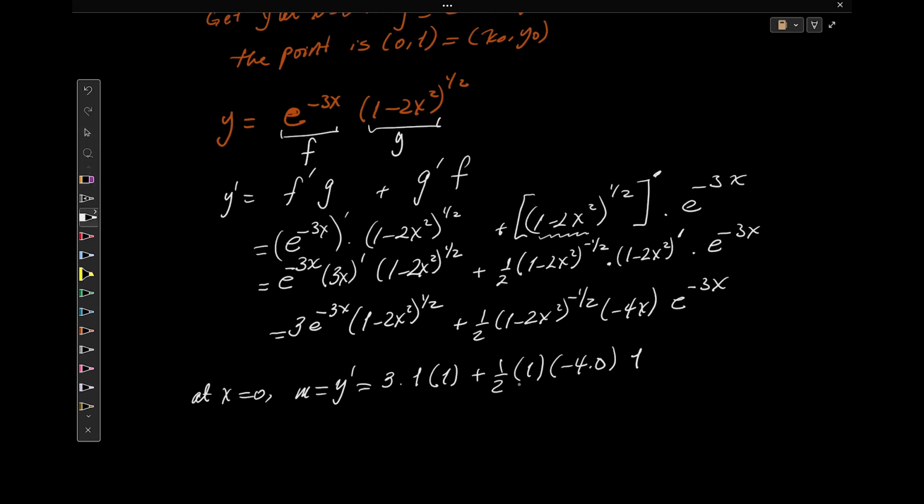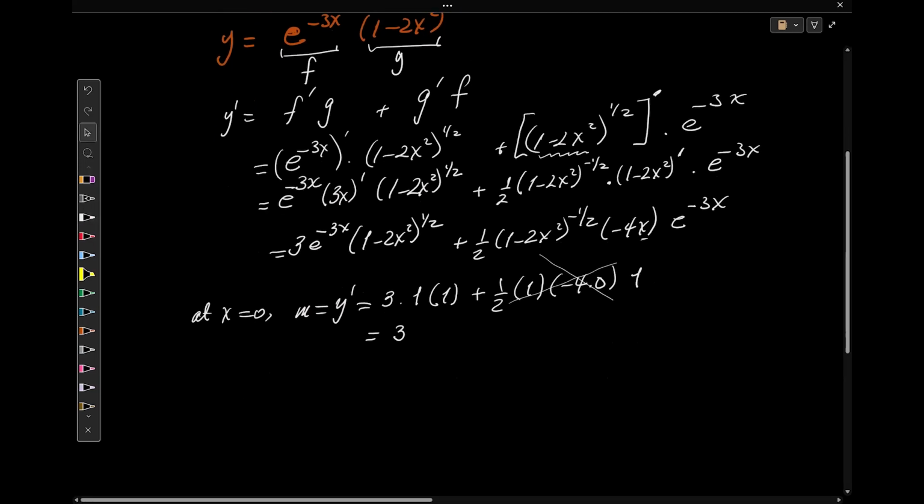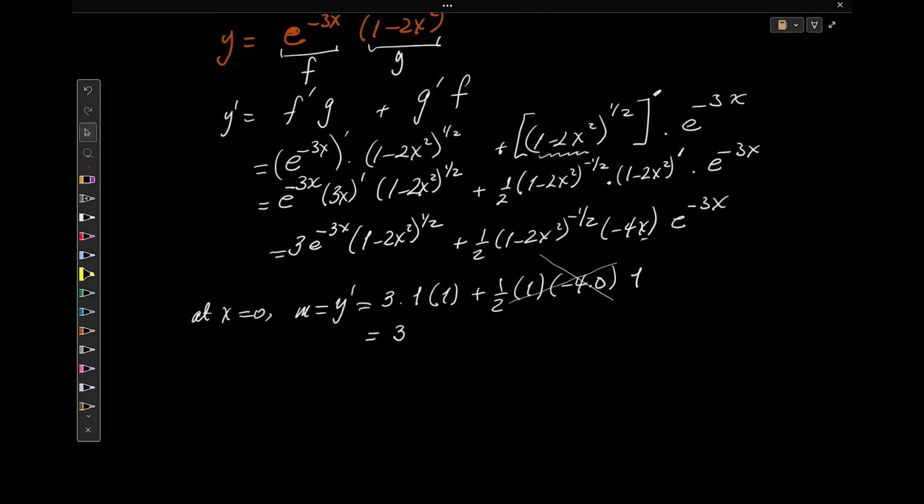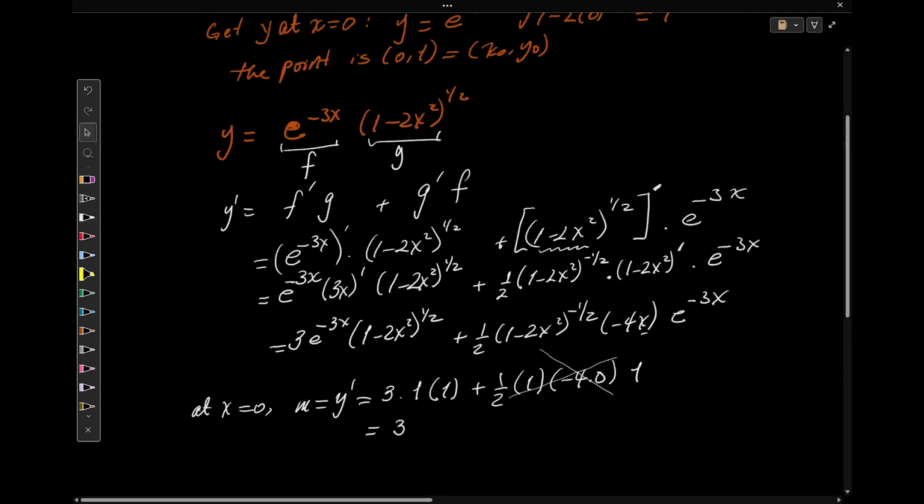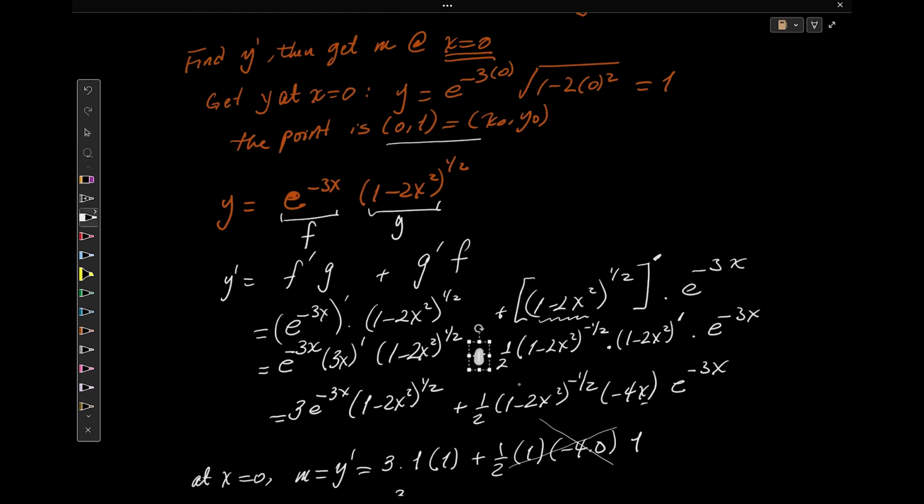So obviously, this term goes away because of this x right here. 3 times 1 times 1, which is 3. So y prime is 3. So m is 3. Again, if I made any mistake here, hopefully the calculator will show it to me. Now I'll go back and redo my math real quick. So now that I know the slope, I know the point. I just computed the point.